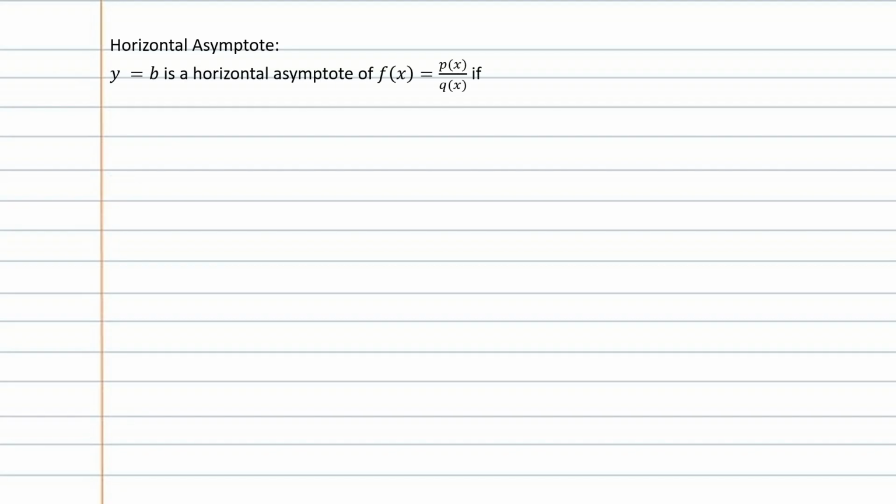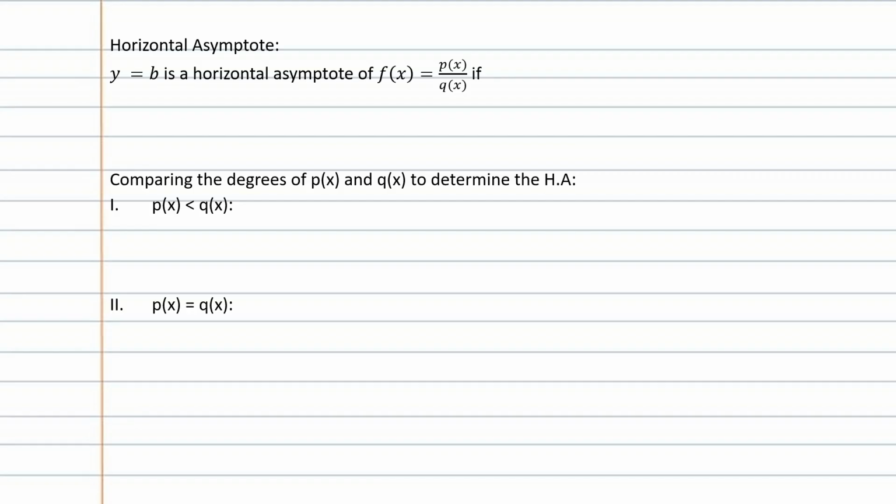Now we talked about vertical asymptotes, let's talk about horizontal asymptotes. y equals b is a horizontal asymptote of f of x equals p of x over q of x if, when comparing the degrees of p of x and q of x, the degree of p of x is less than the degree of q of x. So for the first one, when the degree of p of x is less than the degree of q of x, we will have a horizontal asymptote at y equals 0.